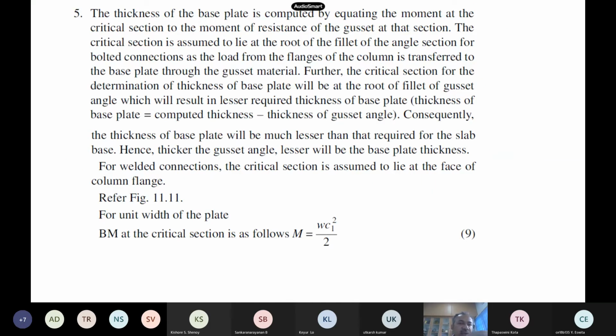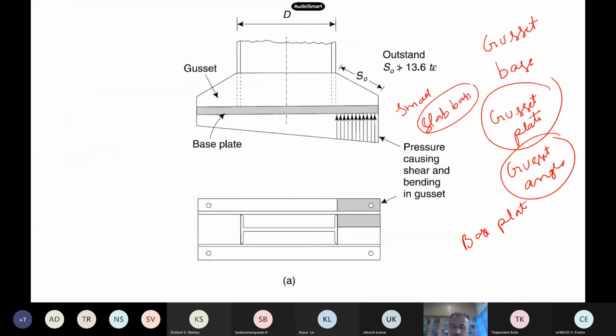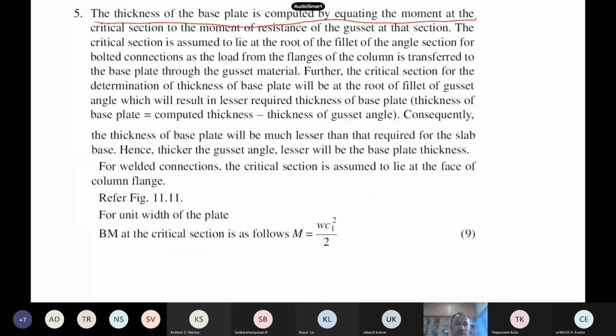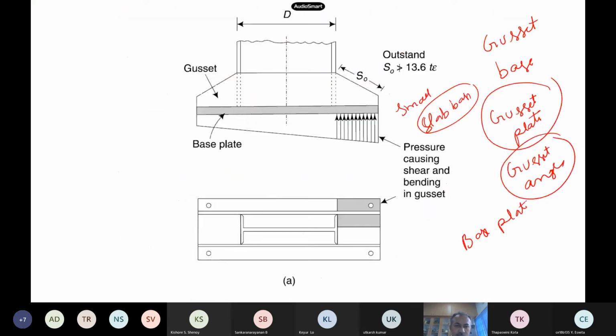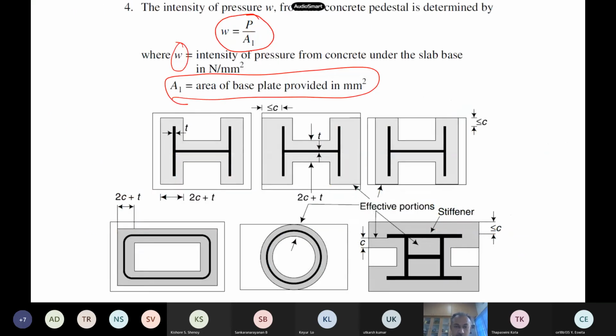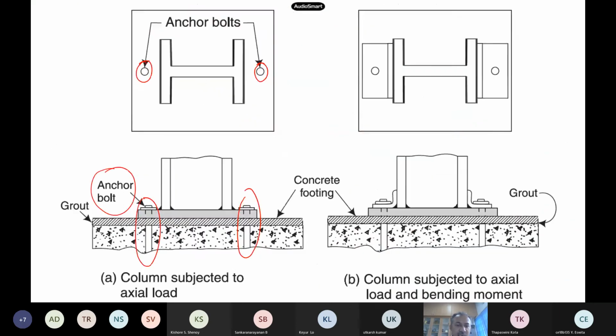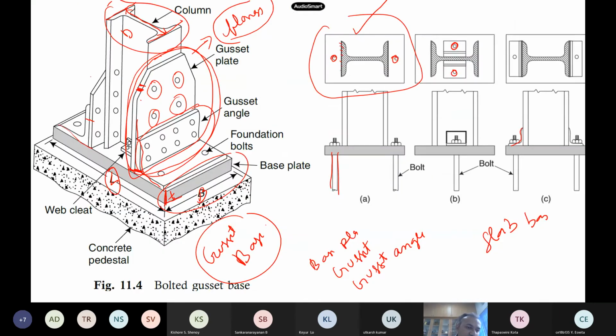Then for finding the thickness of the base plate, the same concept we use actually, the critical section. Okay, so where is the maximum? So here also, like whatever we did for this one. The critical section is assumed to lie at the root of the fillet actually of the angle section for bolted connections, as the load from the flange is transferred to the base plate to the gusset material. So here our critical section is here. So the critical section for a gusset thing is here. Okay, so this is my critical section here.